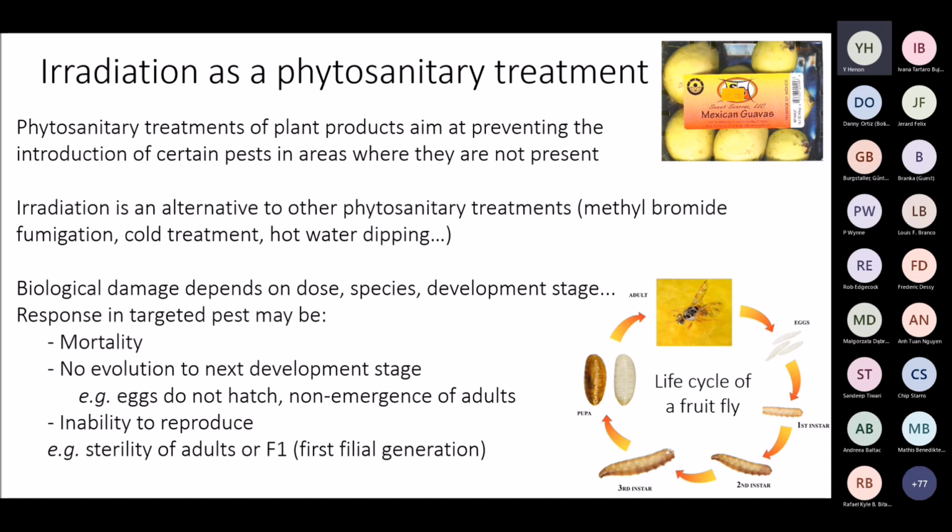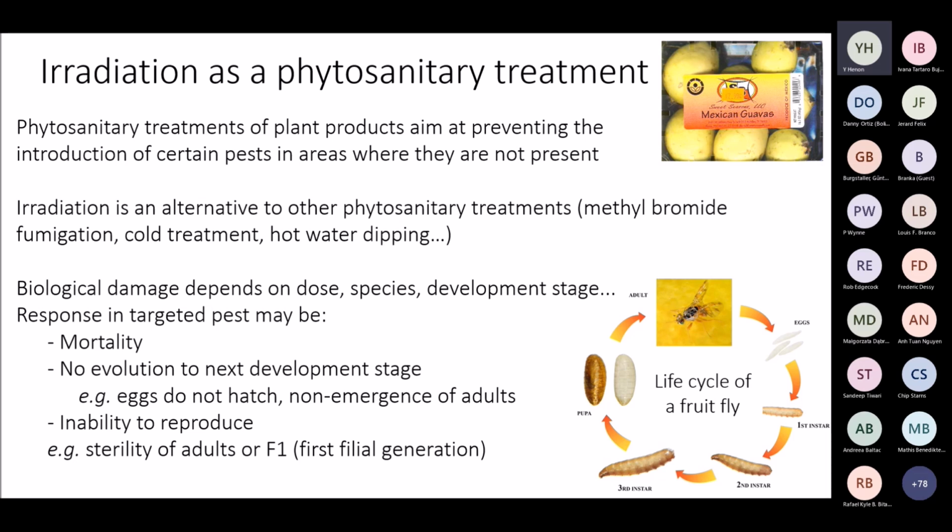In the case of irradiation, all fruit and vegetables can be treated, and only one dose can be used for a specific insect. So the interesting thing is that the purpose of irradiation is not necessarily killing the insect. It's not necessarily mortality. The insects are a bit complicated.